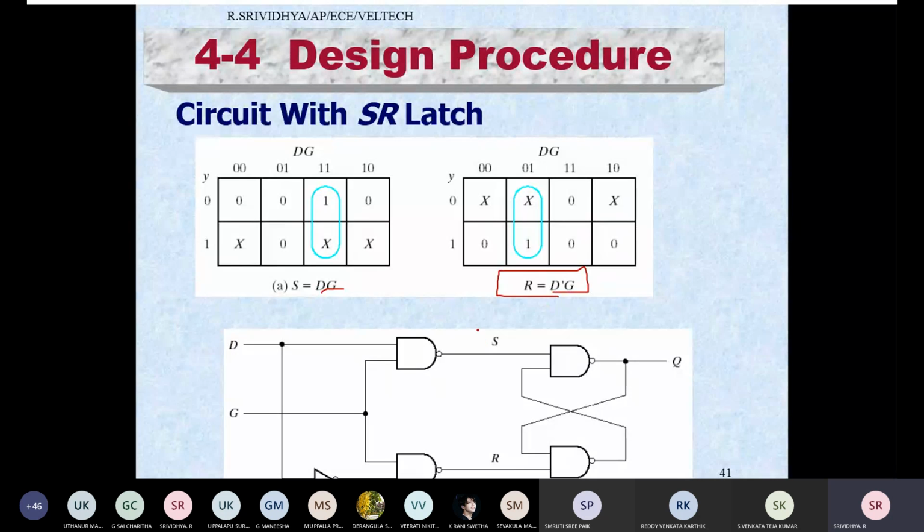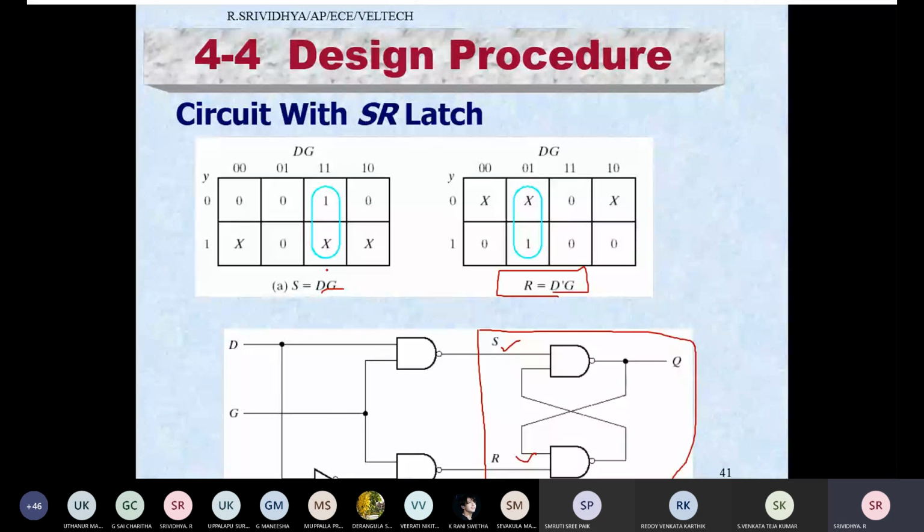So this is nothing but your normal SR NAND latch, and this is the diagram where you're taking D and G. This is for your NAND, this is D bar, and this is your G you're taking, and you're taking your SR flip-flop. So this is the end of today's lecture.